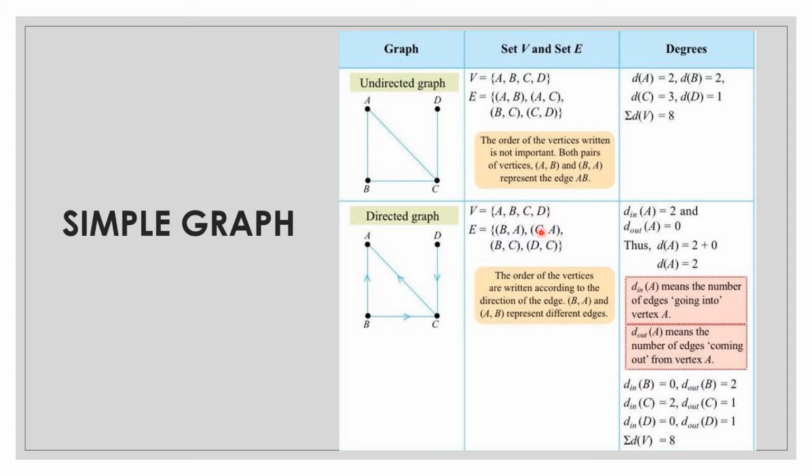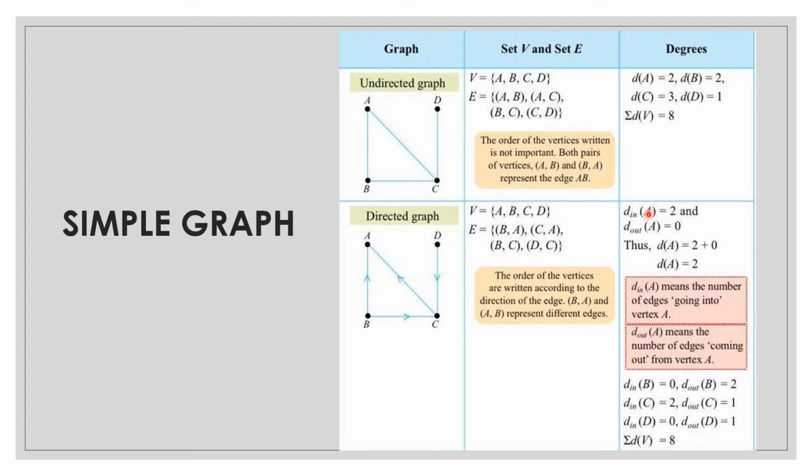Then for CA, you should write CA because C is the initial vertex and A is the terminal vertex. You cannot write AC. Same as BC, where B is the initial and C is the terminal, and DC also, D is the initial and C is the terminal, so they should be written in order.